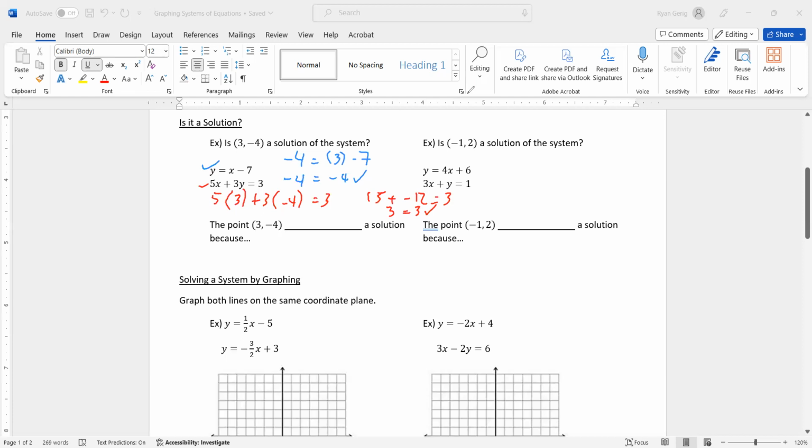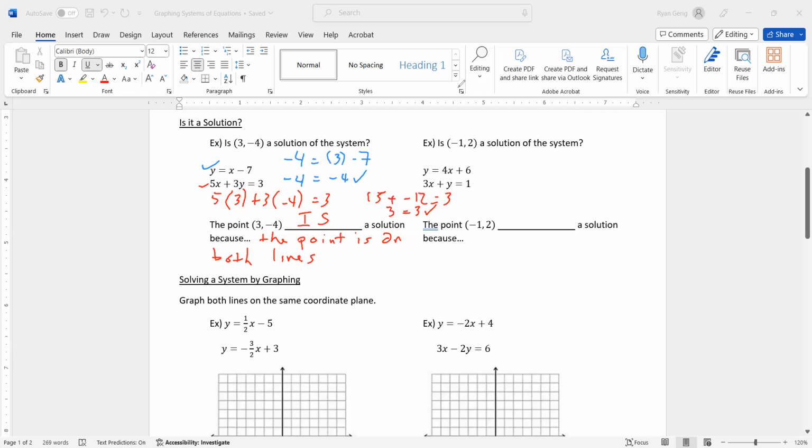So is it on both lines? Yes, it is. So the point (3, -4) is a solution because the point is on both lines. Now, another way of saying that is that point makes both equations true. The fact that the point is on both lines is why it is a solution.